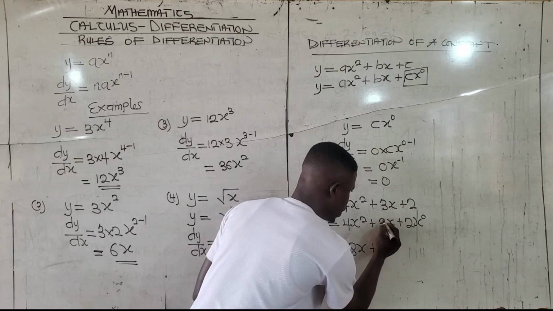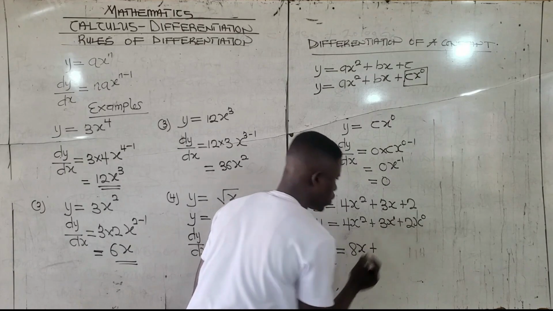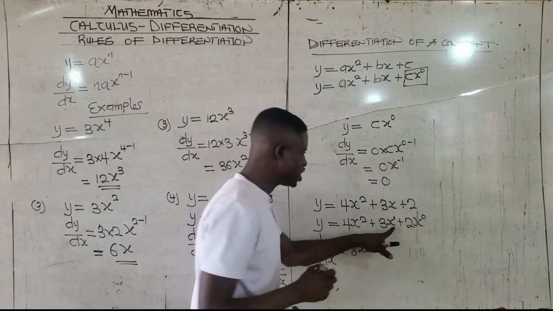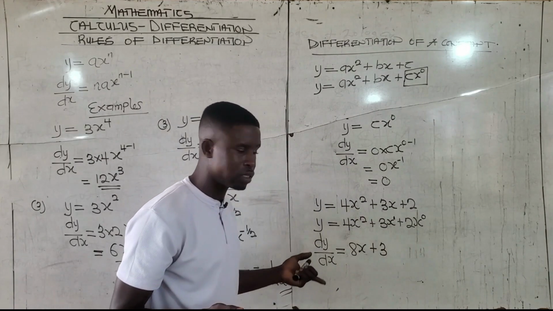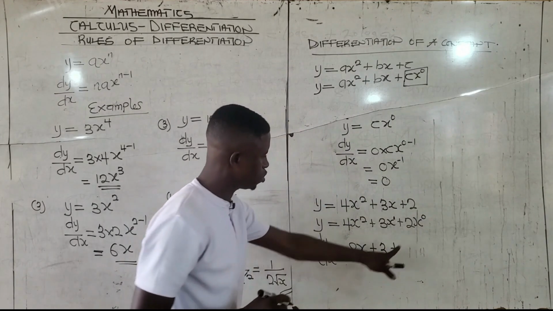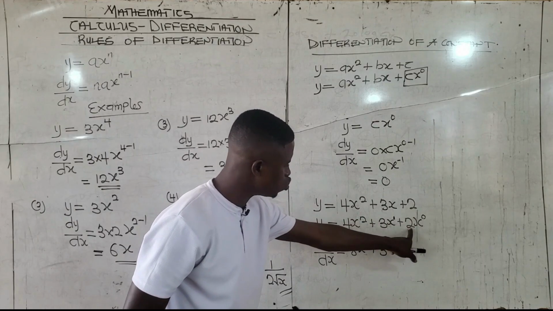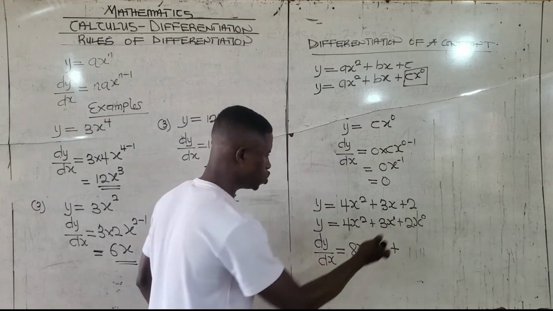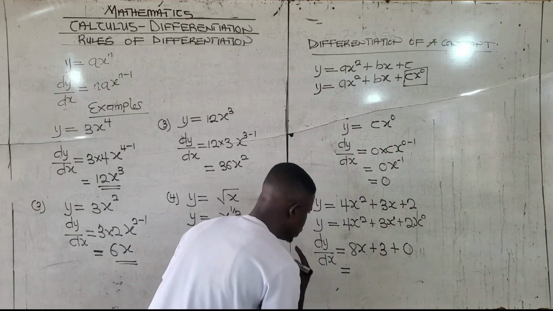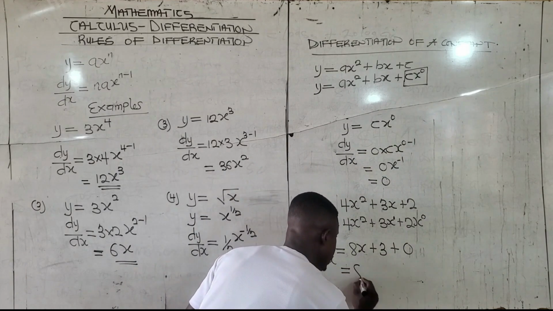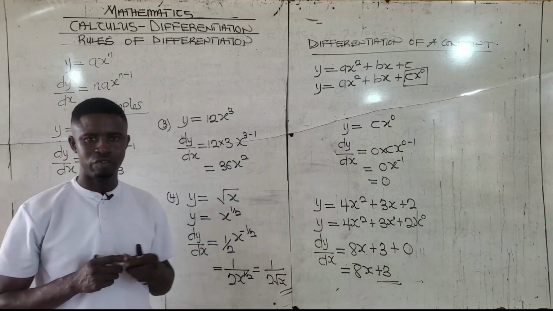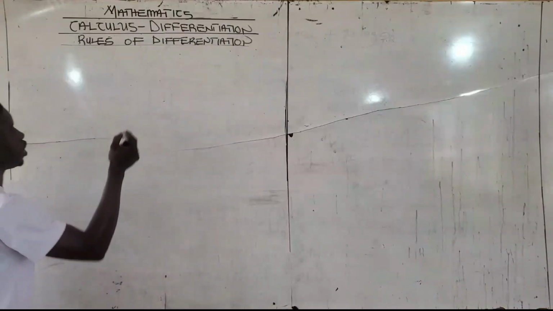Plus this 3 will multiply the 1 here, you know this is to the power 1. This 1 will multiply the 3 here, you get 3. The x is only 1, so when you subtract 1, that is it. Now, plus 0 will multiply the 2, 0 times 2 is 0. So the whole of this side will not come, you get 0. So therefore our differential equation will be 8x plus 3. Very simple. Very, very simple. Let's look at more examples.